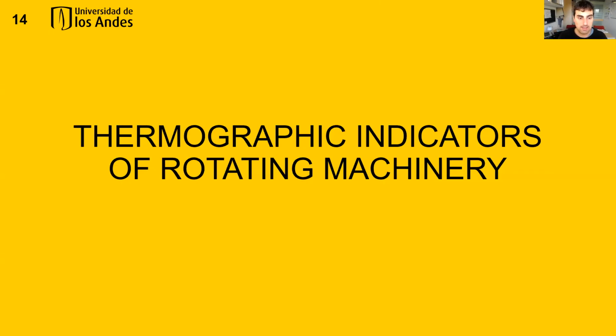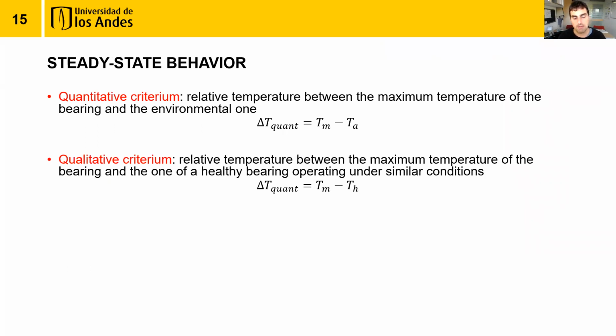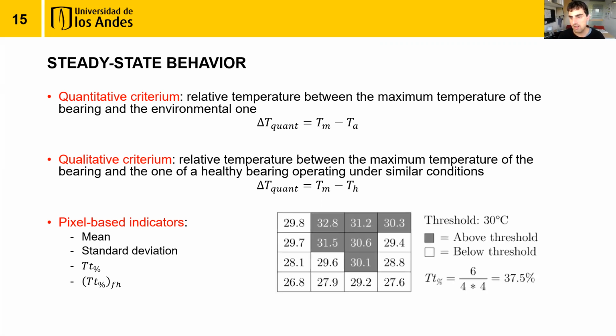So for the identification of the indicators, we looked at the literature and found some indicators for the steady state behavior. One quite used is the quantitative criterion, which is the relative temperature between the maximum temperature of the bearing, so the pixel with the maximum temperature, and the environmental temperature. Qualitative criterion: the relative temperature between the maximum temperature of the bearing and that of a healthy bearing operating under similar conditions. Then we can have further indicators identified by considering all the pixels of the region of interest, and not only the maximum temperature as in the quantitative and qualitative ones. These are the mean, the standard deviation, and for example, the percentage of pixels above a certain threshold.